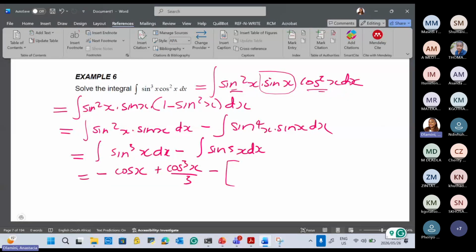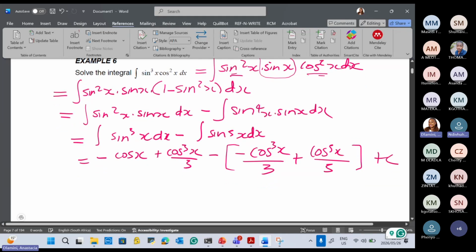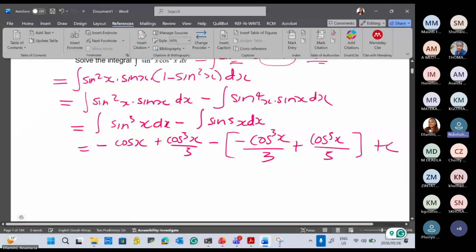Guys, are you checking it? The answer is negative cos x, cos to the power 3x over 3, plus cos to the power 5x over 5, plus c. Right? But now let's see. That is the whole answer, not excluding the negative cos x plus this one.